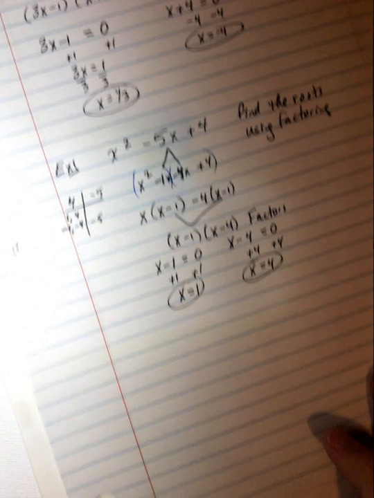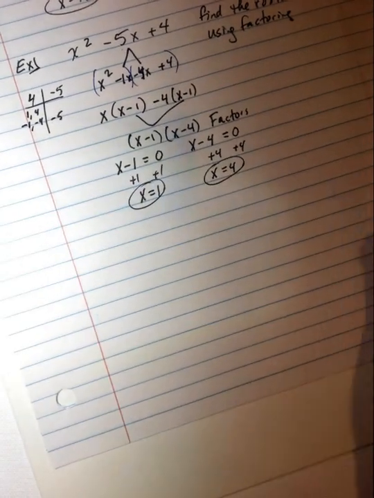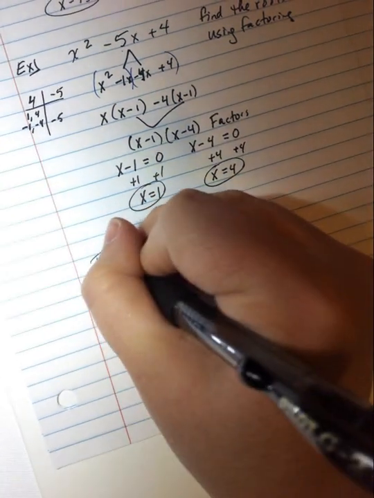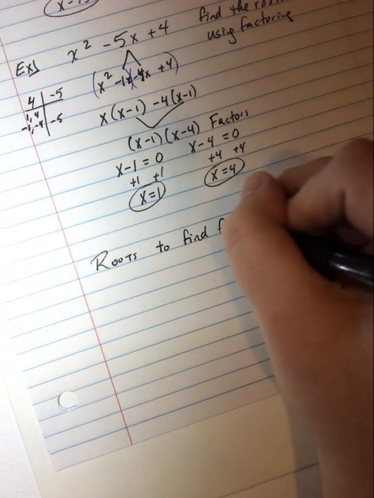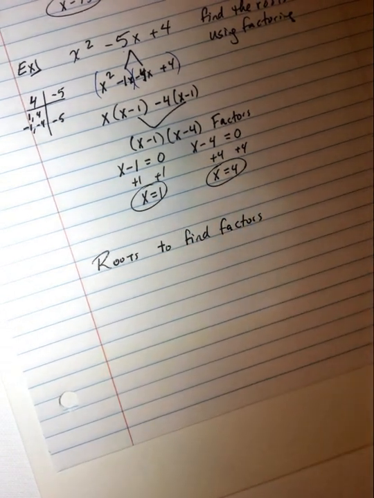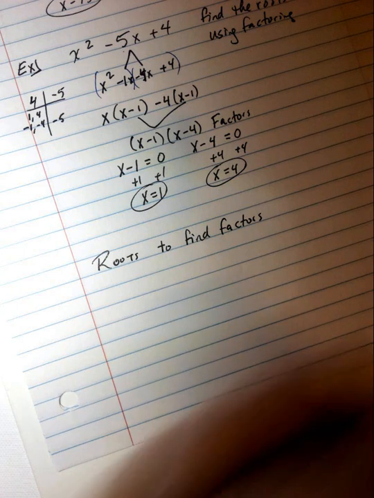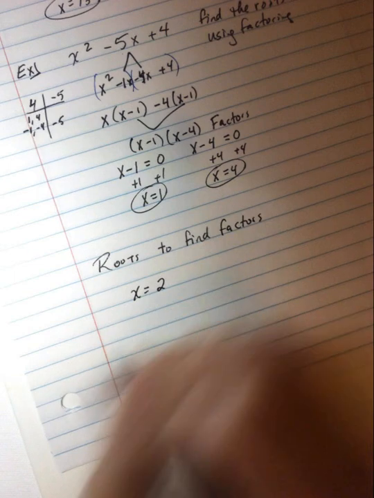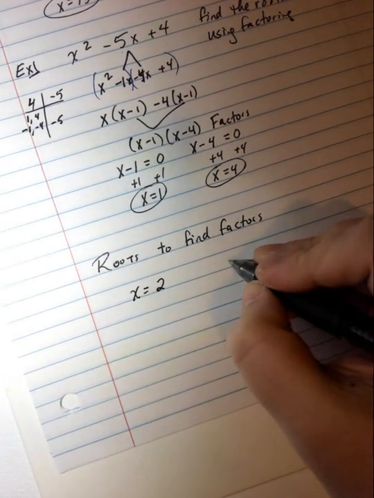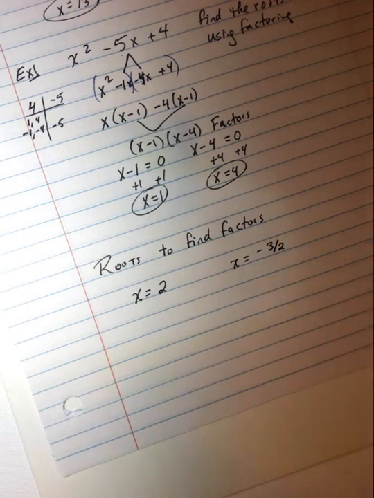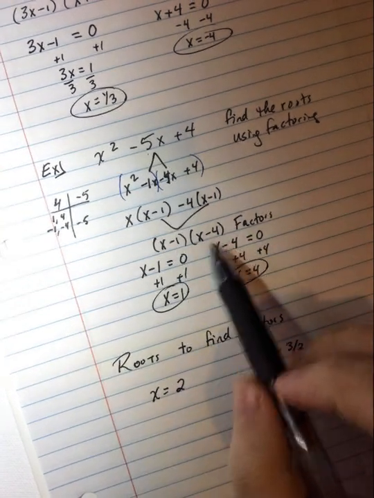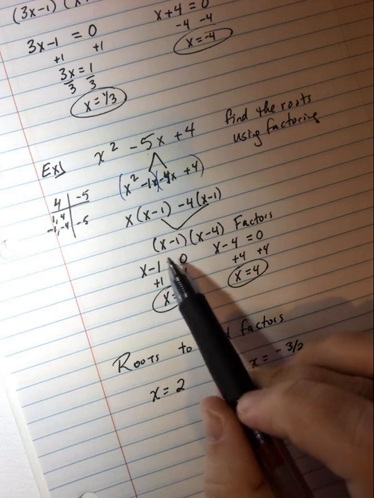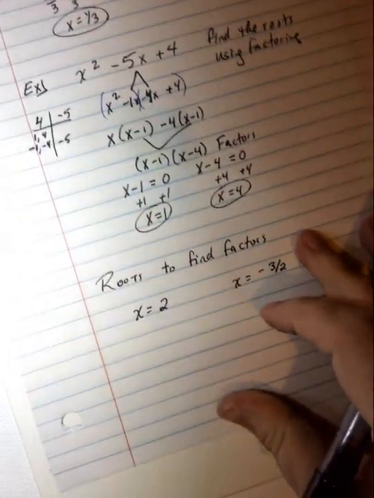Okay. Now, while I'm in this video, we got to talk about going backwards. Sometimes they're going to give us roots, and they want us to find factors. What does that mean? Well, they're going to tell me that x equals 2 is a root, and they're going to tell me that x equals -3/2 is a root, but they're asking me for my factors. They're asking me for my binomials, like up here. They're asking me for x minus 1 and x minus 4. They're giving me my roots. They're asking me for my factors. We're kind of going backwards.